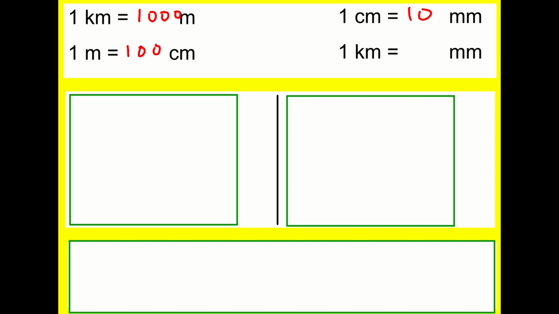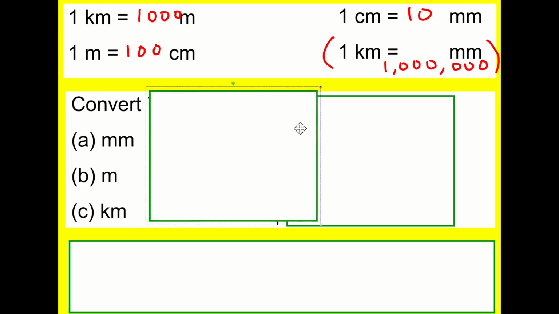And finally, if we want to go from how many millimeters in a kilometer, well, we have to basically times these together. So it's going to be 1,000 times 1,000. It's going to be 1,000,000. There are 1,000,000 millimeters in a kilometer. Less worried about remembering that one because you can use the other three to figure it out.